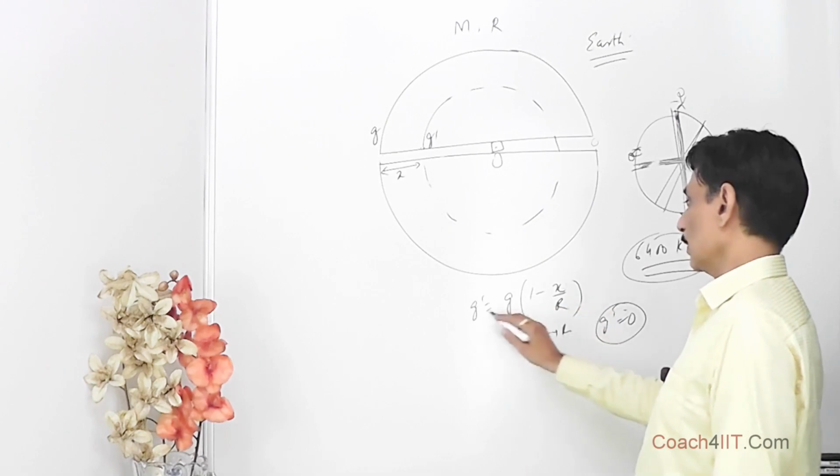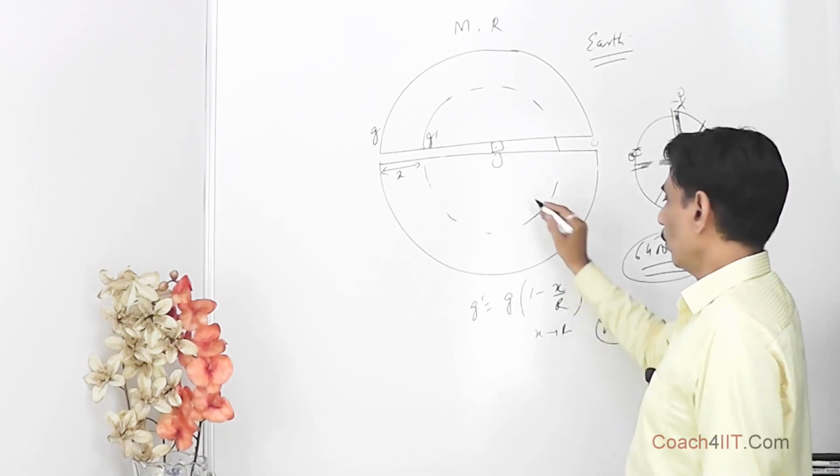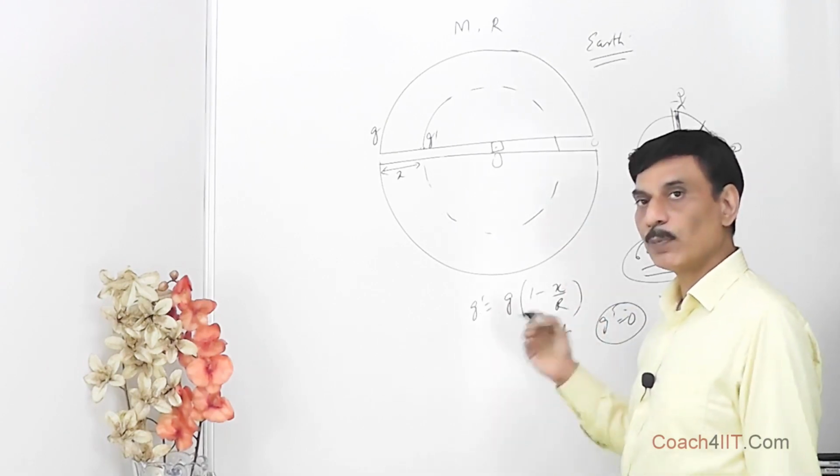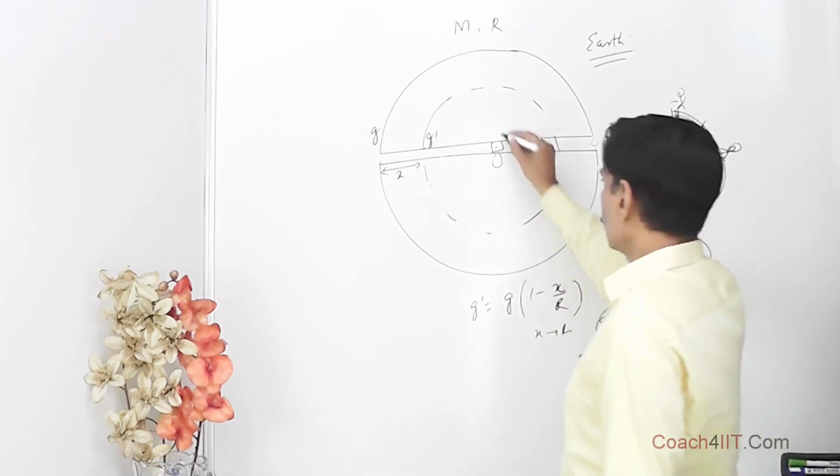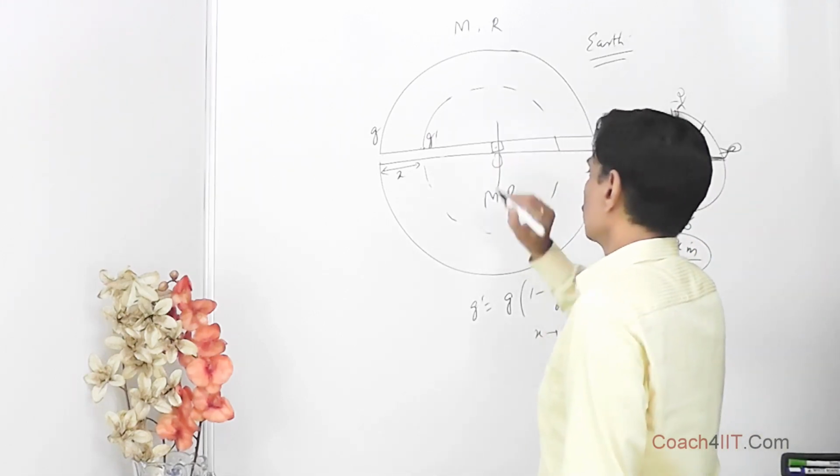When x is equal to r, acceleration becomes equal to 0. So acceleration becomes equal to 0 in SHM at what position? That is at the mean position. So this stands for its mean position.